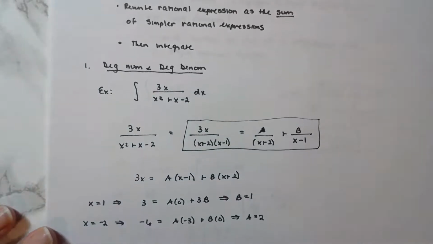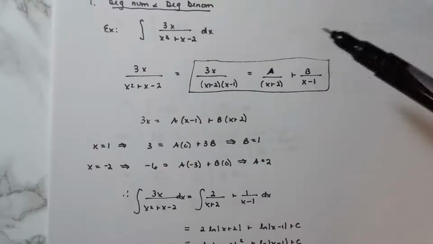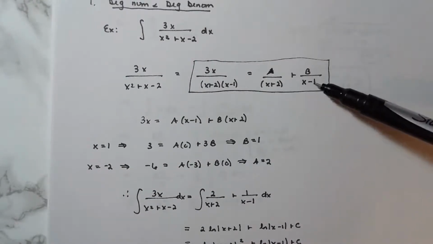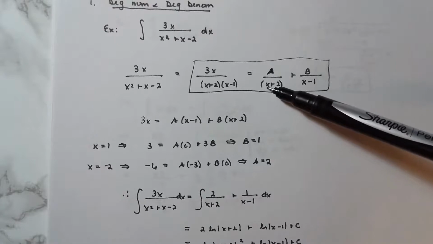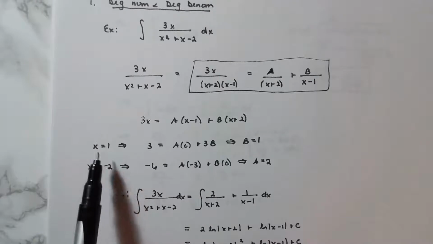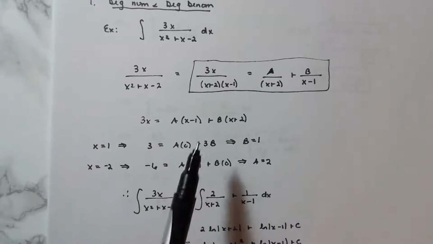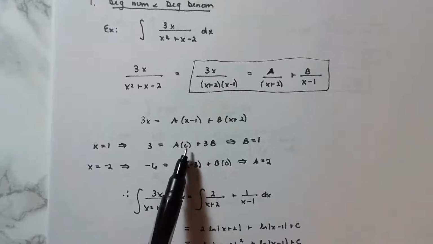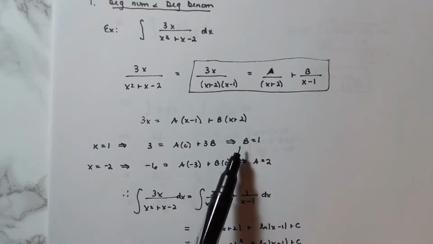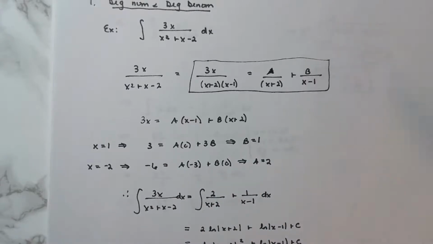And what you have to do at that point is find A and B. To do that, all you do is let x equal the opposite of the factors that you have for each one. So here, if x is negative 2, I have a 0. If x is 1, I have a 0. So when x is 1, I get 3 times 1, which is 3, equal to, now if I plug a 1 in here, I get 0 times A, or 0, plus 3B. So I can solve for B, and I get B is equal to 1. So the idea is we want to solve and find those two values.